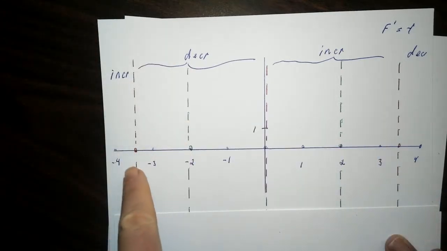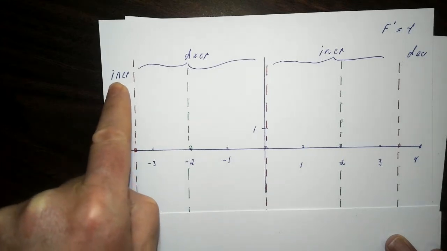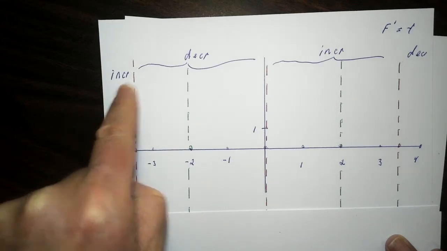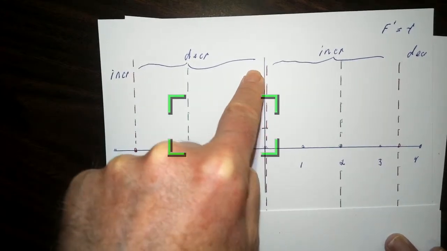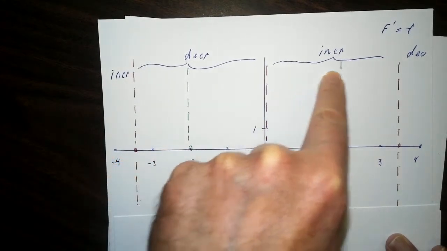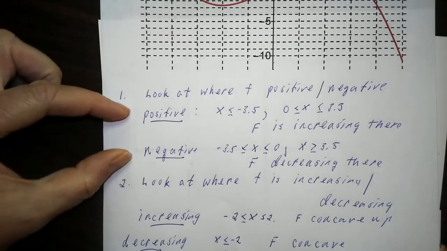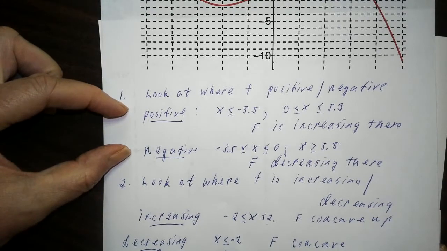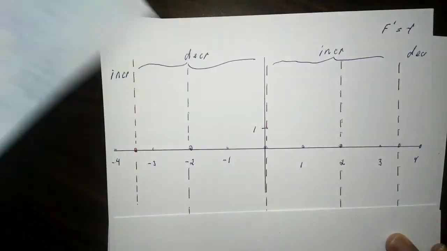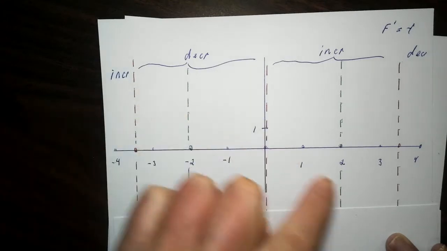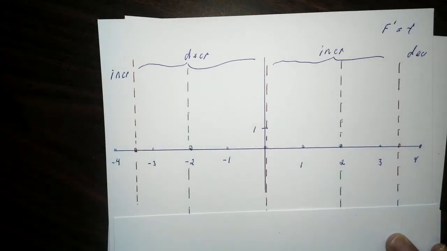Now, to the left of minus 3.5, we know that capital F is going to be increasing. In here, we know that capital F will be decreasing. In here, we know that capital F will be increasing, and then it will be decreasing over here. And again, we know that from what we established right here. So I drew those separating lines in red. Now, I also drew separating lines in green at negative 2 and 2.